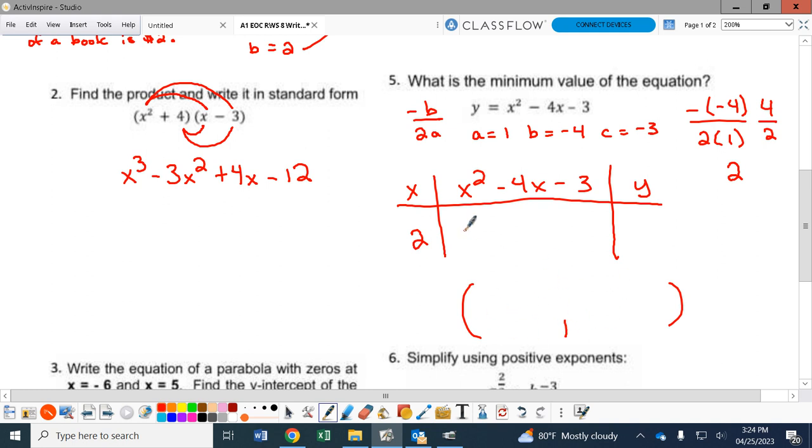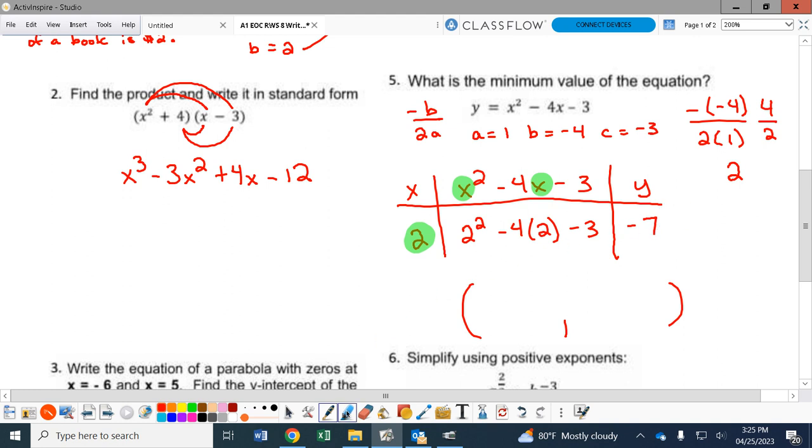So let's plug it in. 2 squared minus 4 times 2 minus 3. I'm replacing every single one of these x's with the number that we're plugging in. So we're replacing it with the 2. When you do that math, that'd be 4 minus 8, which would be -4, and -4 minus 3 would put you at -7.